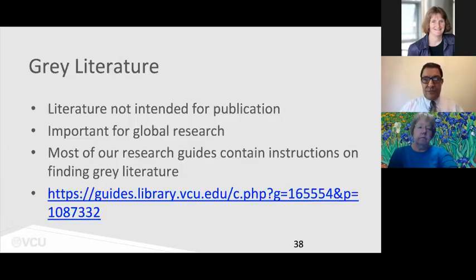Gray literature is another important silo, another important niche. It is literature not intended for publication that a lot of agencies, organizations, think tanks, and governments produce. Very important for global research: a white paper, a report. Most of our research guides at VCU contain instructions on finding gray literature. So if you are interested in gray literature, there is a link here to our research guide, and you will find instructions to search for it.